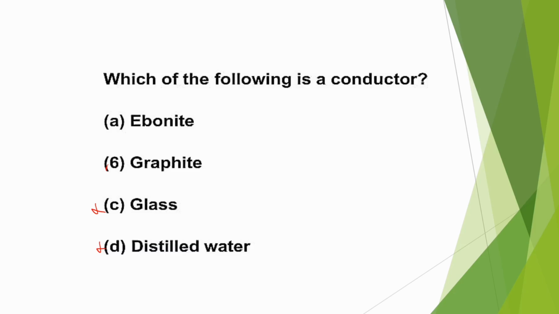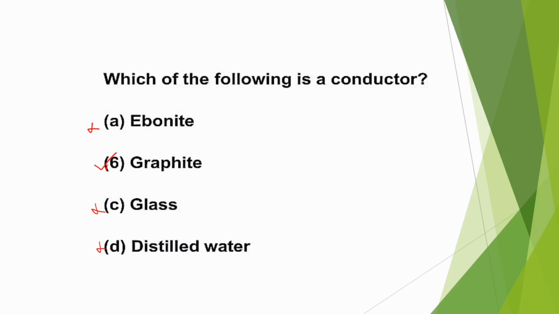The last electron bonded to the carbon atom is always free and is moving. So this electron carries current. So what will be the correct answer? The correct answer will be graphite. Ebonite will also not be the right answer. Okay, so we'll proceed with the next question.